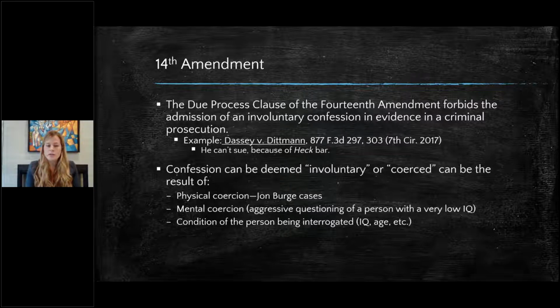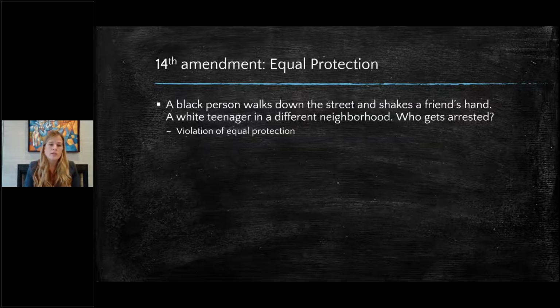And the things that courts look at are, what you might think, physical coercion. The John Burge cases are a rich source of 1983 cases here in Chicago. So that's physical coercion, actually beating someone into confessing. But there's also mental coercion. So aggressive questioning of a person with a very low IQ, for example, or courts look at the condition of the person being interrogated, their age, their IQ, what could you expect them to withstand? There's a lot of interesting discussion about this in the Brendan Dassey case, so that's why I included it in the materials.